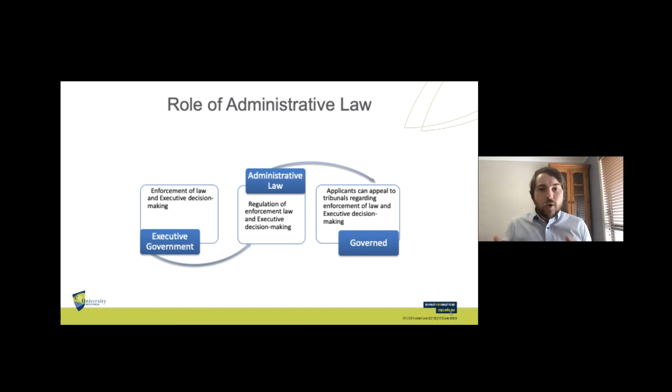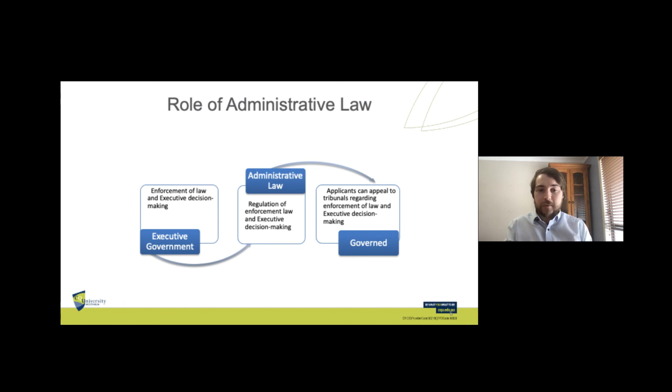So what is the role of administrative law? I've alluded to this a couple of times, but it's worth stating outright. And this is a diagram from your Week 1 study guide. Admin law is the bridge between executive government, the decision-making, the administrative limb of sovereign power, and citizens, the governed. The people who are affected by decisions of government and the administration of law. Admin law is the bridge between those two groups.